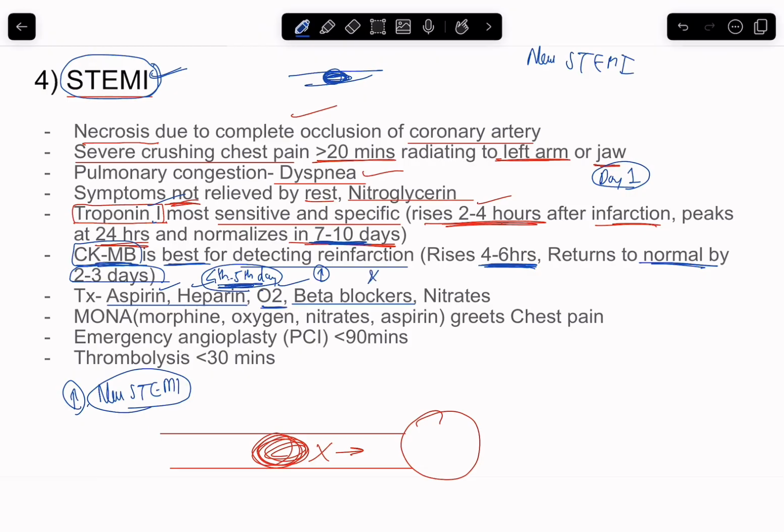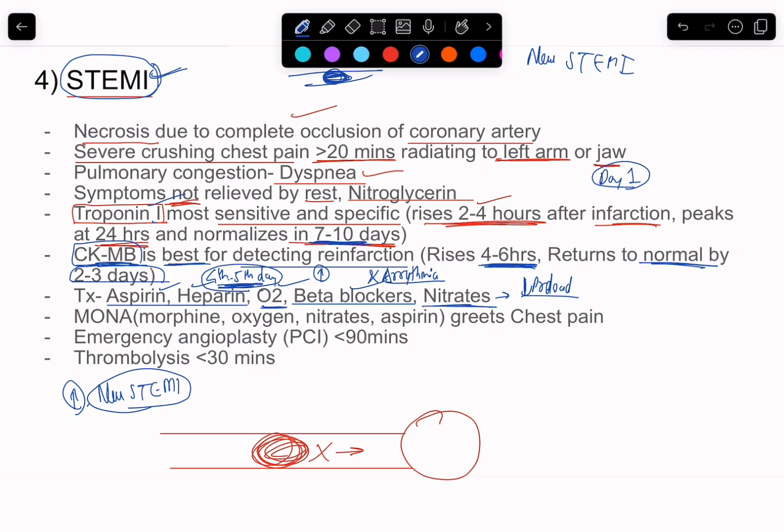So whenever there is myocardial infarction, the most common cause of death in myocardial infarction is due to arrhythmia. So in order to cancel out arrhythmia, you give beta blockers and you give nitrates, which will decrease the preload and eventually the workload of the heart. Now one mnemonic that you can remember for this is that MONA greets chest pain.